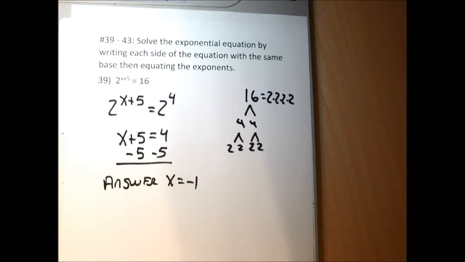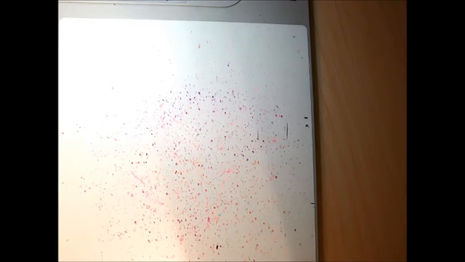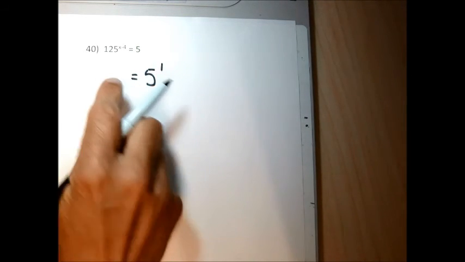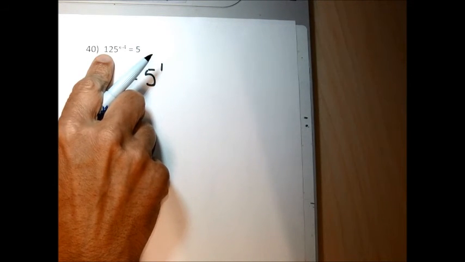Forty's harder. For me, it's a lot harder. So for 40, 5 is a prime number. I can't do anything with a prime factoring for it. I can write the right side as 5 to the first. 125 is not a prime number.